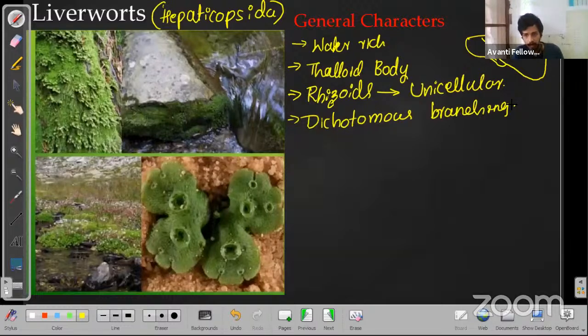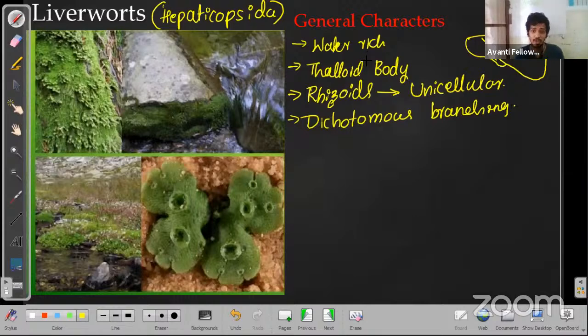Substratum means the thing where this organism is attached. If you remember about C, I told you there, the holdfast is attached to the substratum, a surface or rock or whatever it is attached to, right? Correct. So we say thalloid, but we can differentiate rhizoids and others.